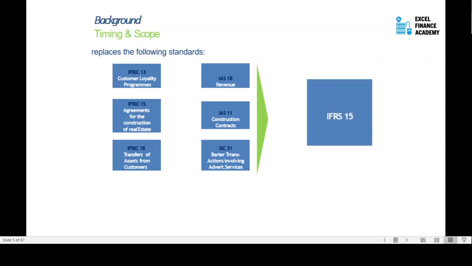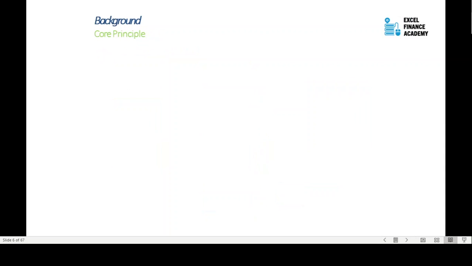So IFRS 15 is going to be covering the general revenue accounting standards, plus the construction accounting standard, and also certain explanations and specific guidance which has been issued by the boards on barter, on the transfer of assets, or the construction related real estate, or the customer loyalty programs. Certain accounting standards like IAS 18 on interest and dividends will be covered by IFRS 9 now.